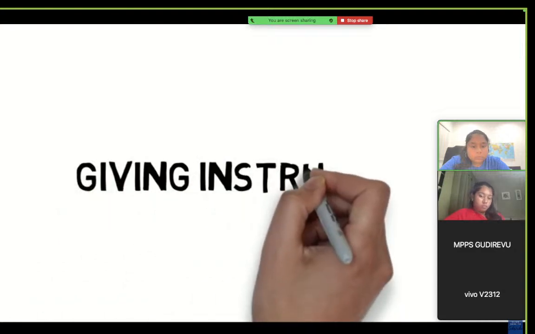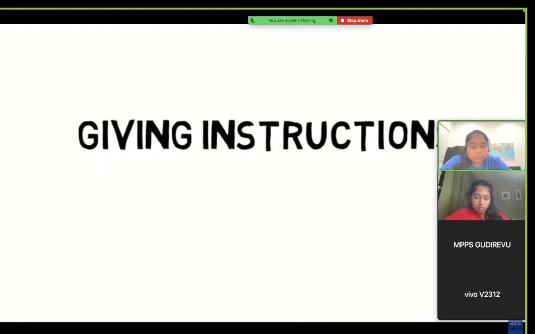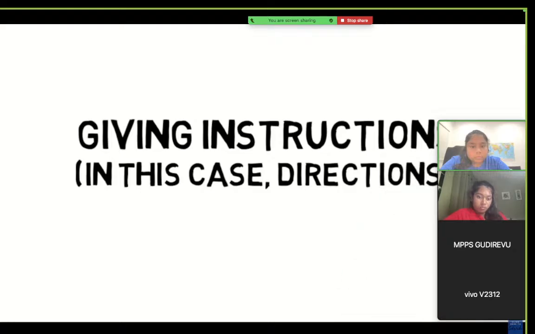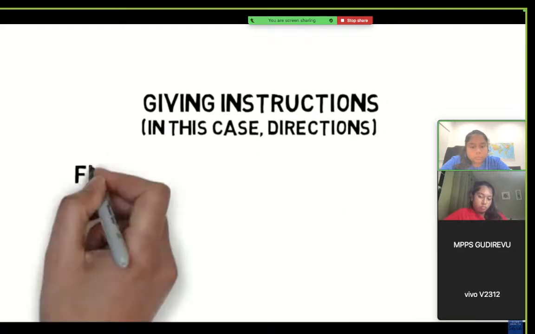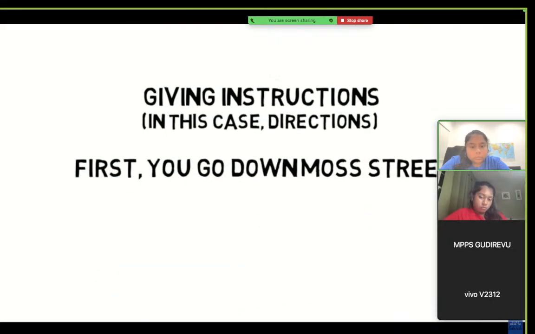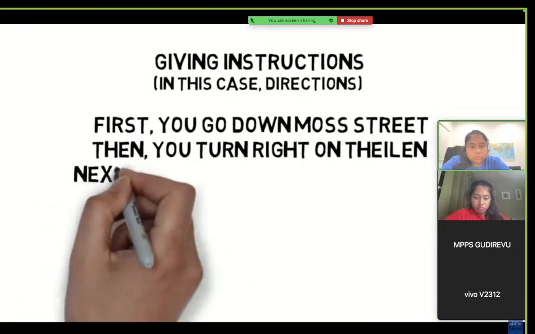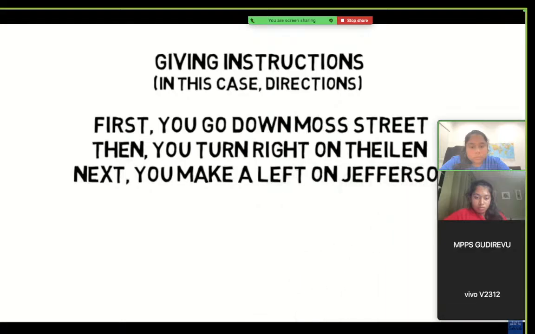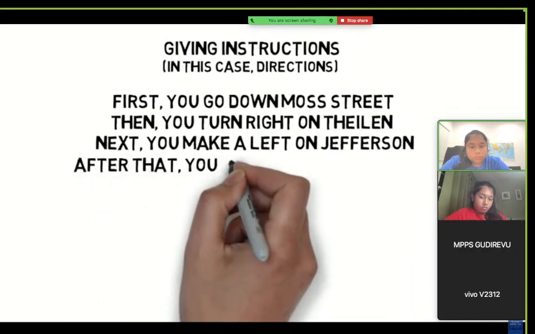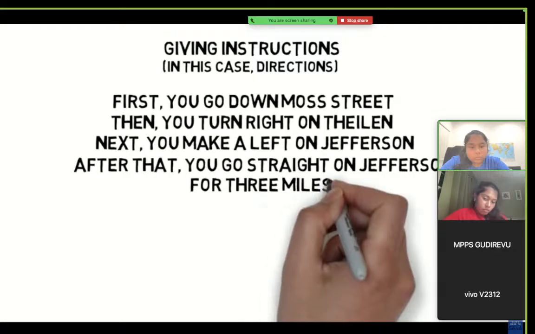You also use sequence adverbs when giving instructions. First, you drive down Mott Street. Then, you turn right on Thielen. Next, you make a left on Jefferson. After that, you go straight on Jefferson for 3 miles.